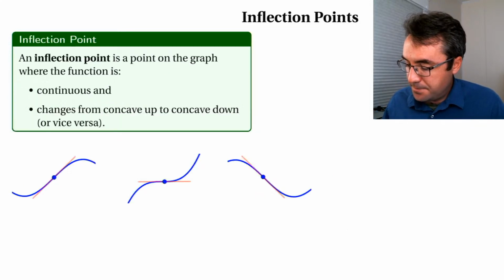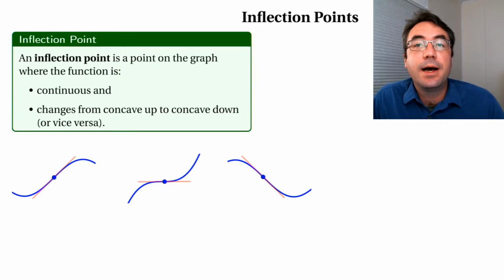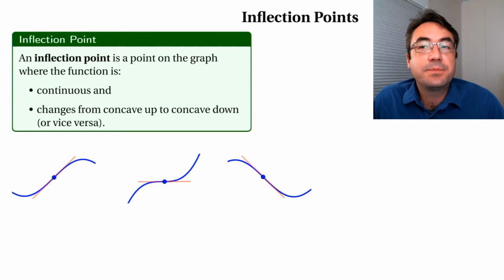So with that, just like there were local maxes and local mins when we were talking about increasing, decreasing, there's what we call inflection points when we talk about concavity. So we say that an inflection point is a point on the graph where the function is continuous and it changes from concave up to concave down, or the opposite, goes from concave down to concave up.